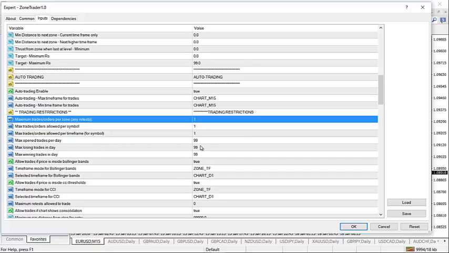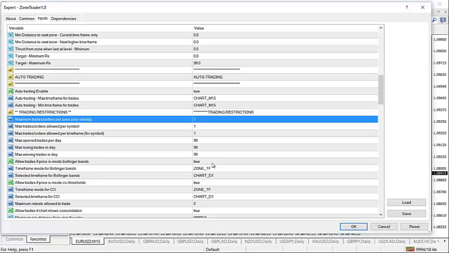Or if you had 3 losers, then you may want to stop trading as well. Or if you had 5 trades opened, regardless of whether they're winning or losing, then you stop trading after that.